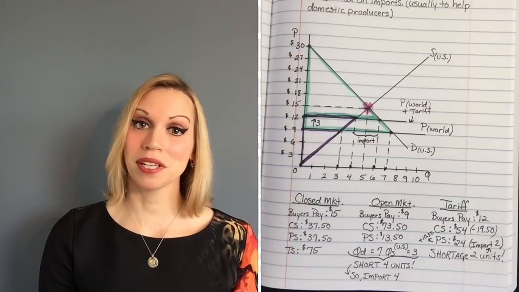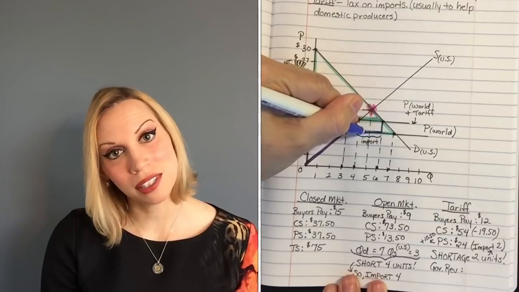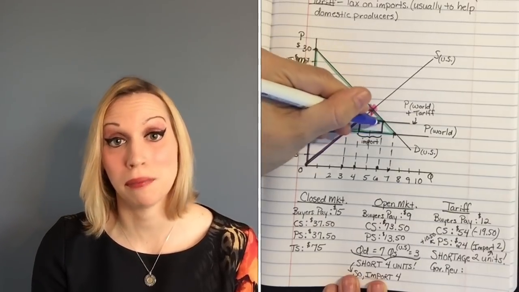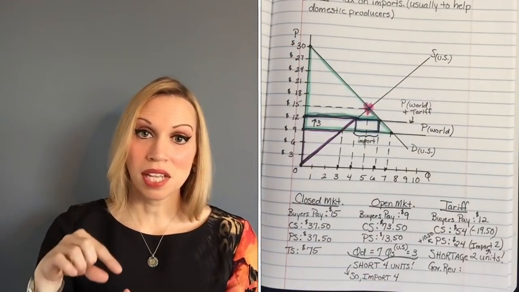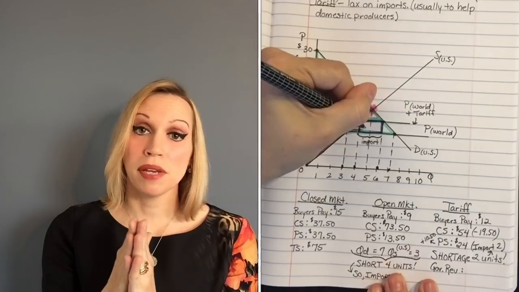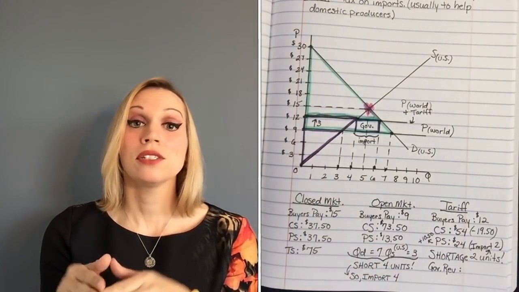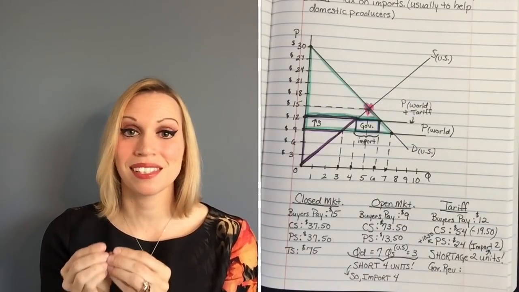And since it was a government intervention, since it was a tax, you know that there is going to be a box that represents the money that the government is making off of this. Now notice that this box is a little tiny box in the middle. So the government's making $3 on each one of those 2 units that are imported. So that means that the government revenue or the tariff revenue is $6.